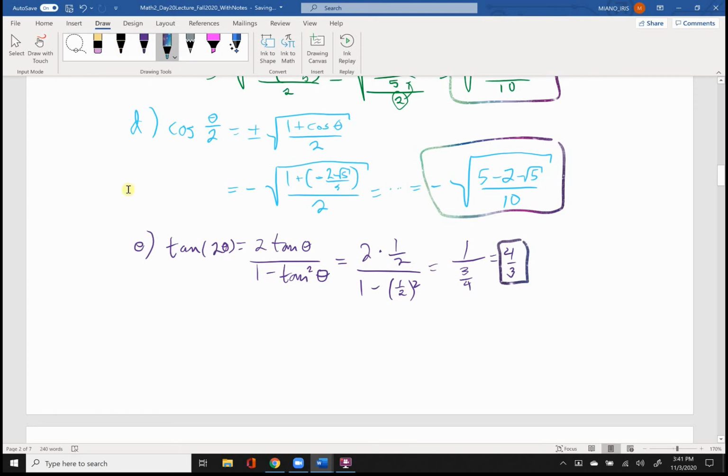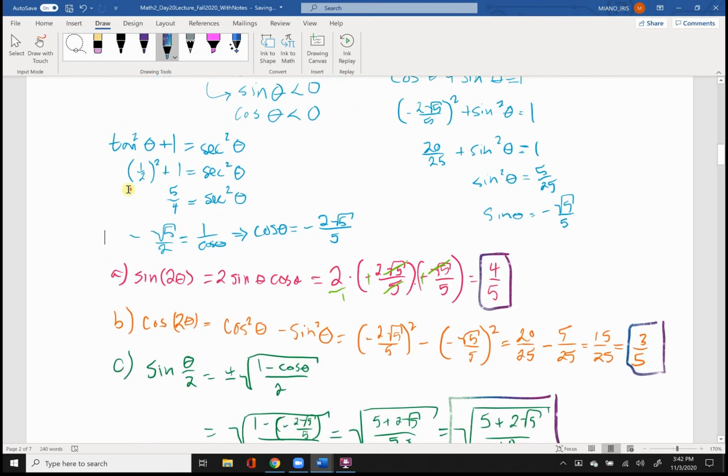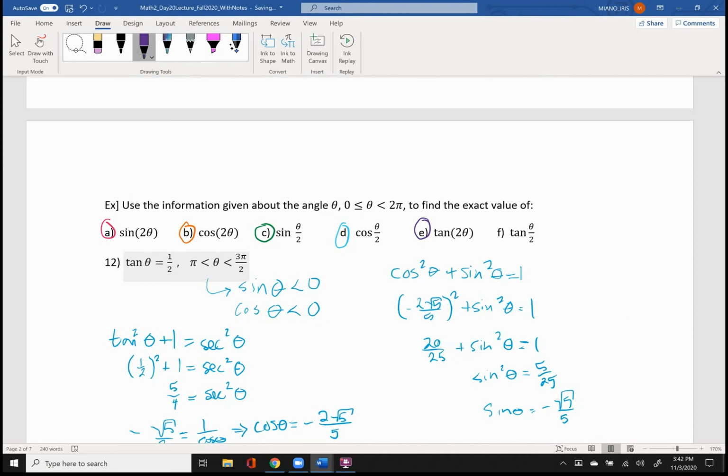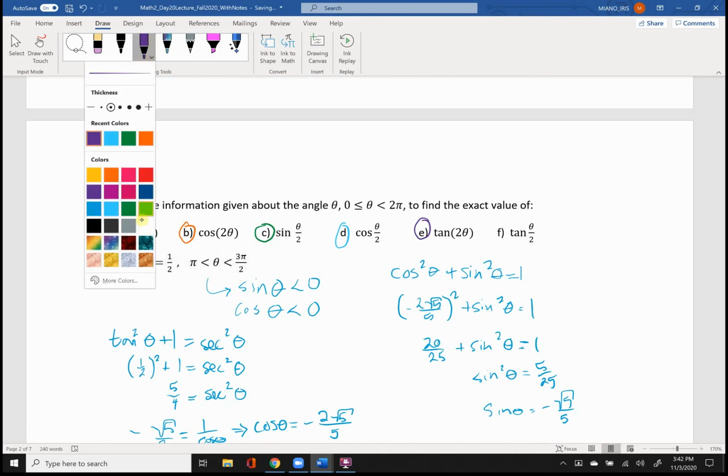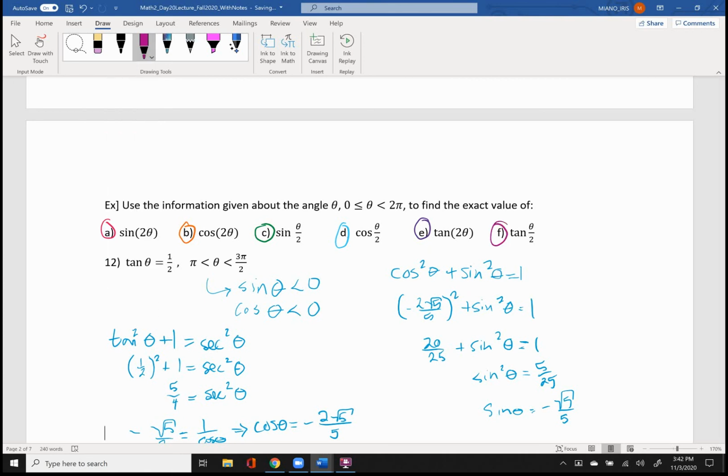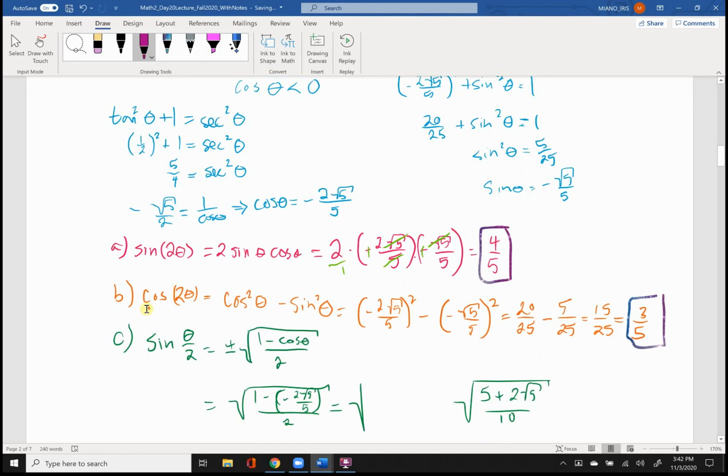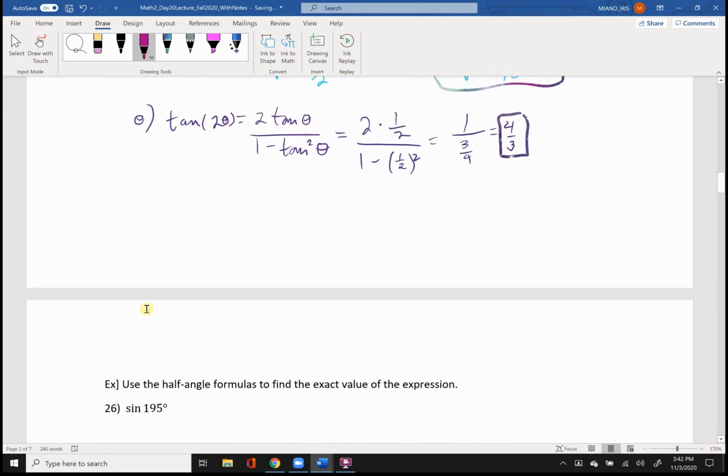Okay, and lastly, let's do tangent theta over 2. So let's pick a new color there. Let's go for this lighter, what is this one called? Indigo? Okay, we'll do this lighter purpley bit. Okay, so here we go for the last one of this problem. I know, kind of a long one, but it's a nice overview of almost all of the different formulas.